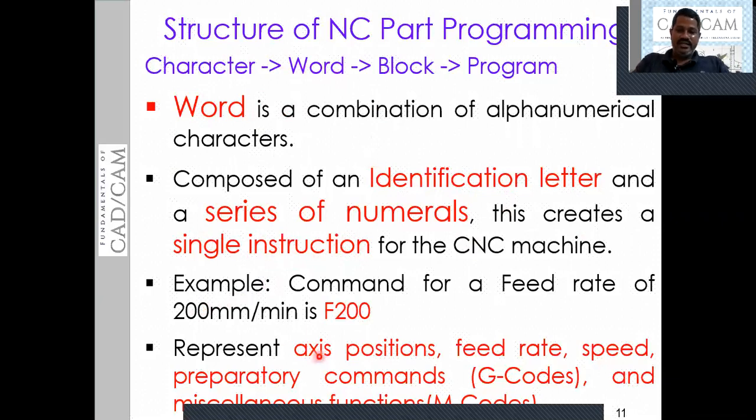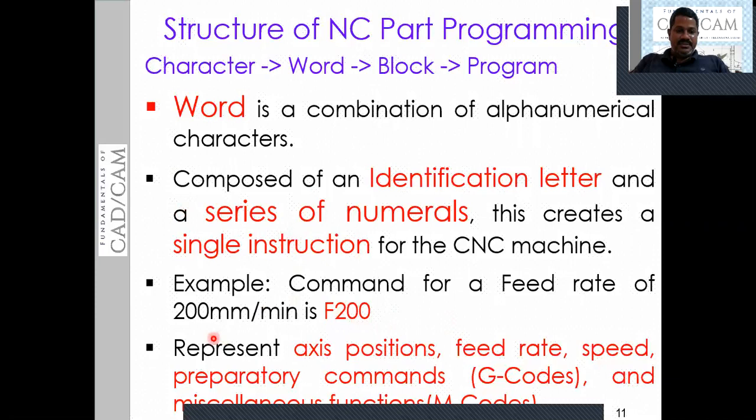For example, you take F200. F200 is a word. F signifies that it is a feed. That means the tool has a feed of 200 millimeters per minute. That means the tool is going to advance 200 distance in 1 minute. That is the meaning of this word. So a character alone cannot have any meaning. If the character is combined with some numerical, then only it has some meaning.